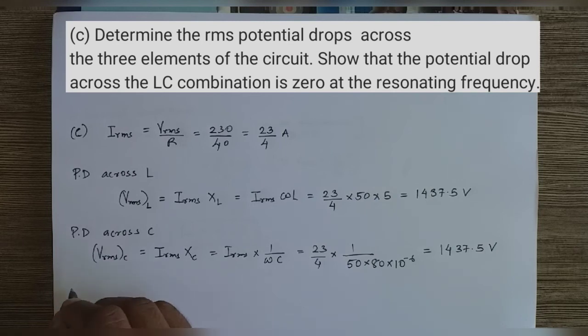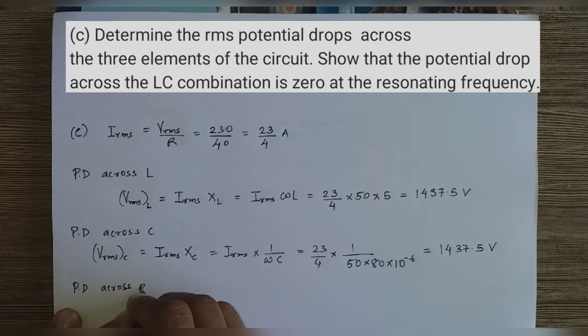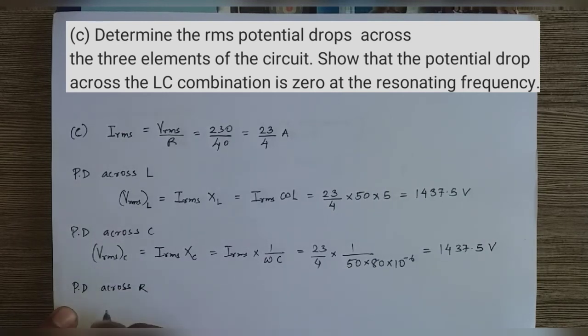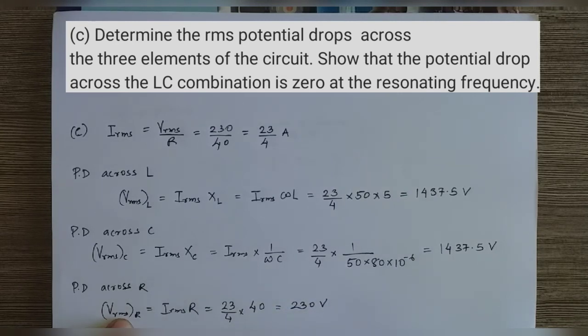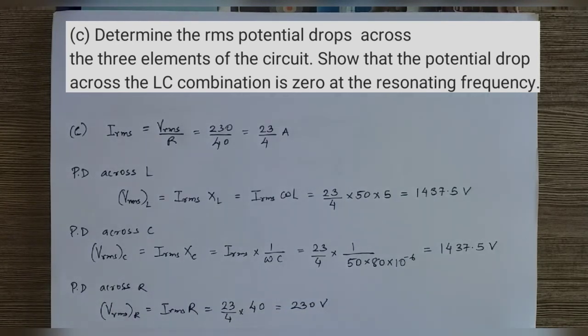Now the potential drop across R. VRMS of R is equal to IRMS into R. Putting values, IRMS is 23 by 4 and R is 40 ohm. So the answer is 230 volt. This is what we found.